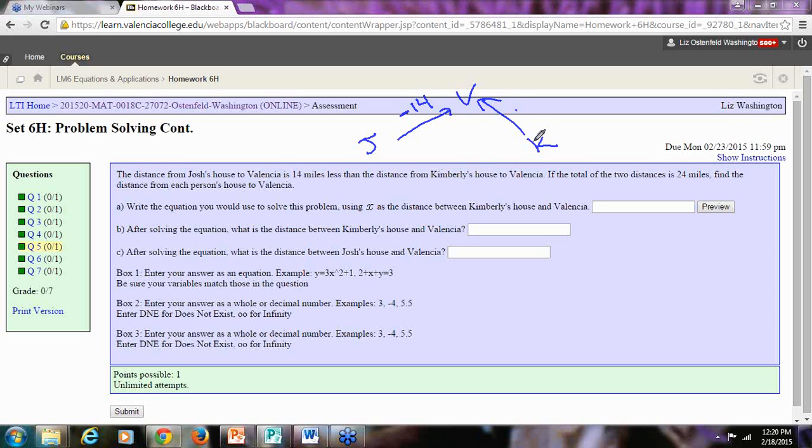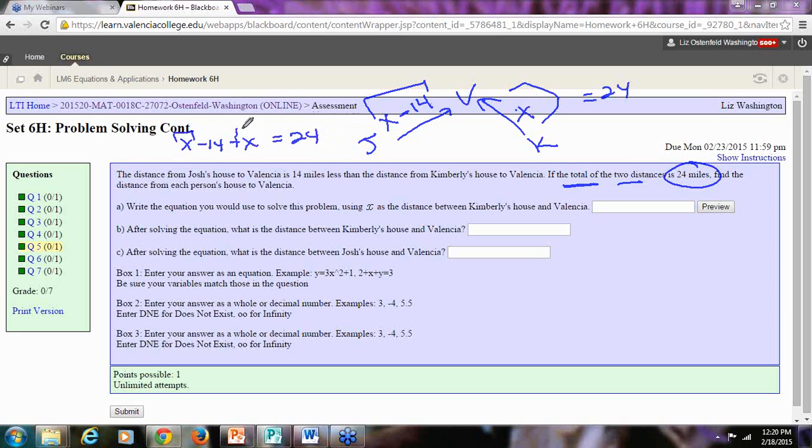So let's say this distance from Kimberly's house to Valencia is X miles. So if Joshua's distance is 14 less than that, it will be 14 less than X, which is really X minus 14. Then it says if the total, so it says if I add this and this, it should equal 24 miles. Find the distance. So what I'm going to do is X minus 14, that distance, plus this distance, which is plus X, should equal 24.